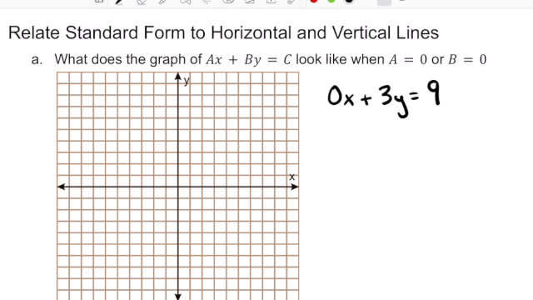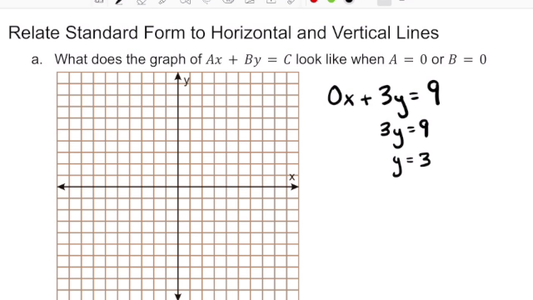Well, since it's 0x, we don't really have to write it. So it would be 3y equals 9. And if we solve for y, by dividing by 3, y equals 3. Well, what would that graph look like?